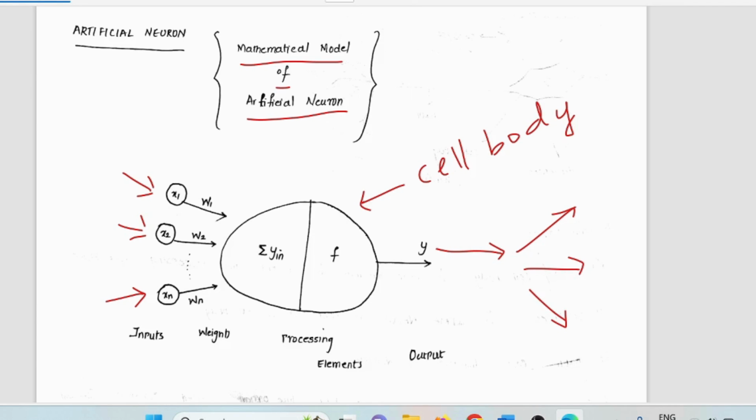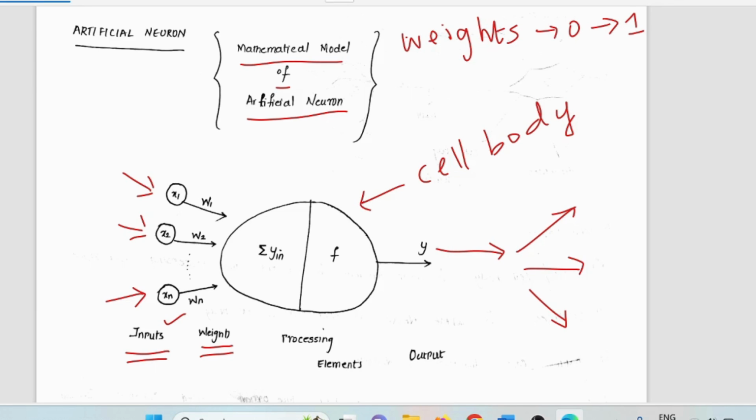So here let us assume that the inputs are x1 up till xn. So these are the inputs. Now we have something called weights over here. Weights will have values between 0 and 1. All the weights will have values between 0 and 1. What the weights do is they are multiplied with the input, so that the input will have a certain effect on the cell body.